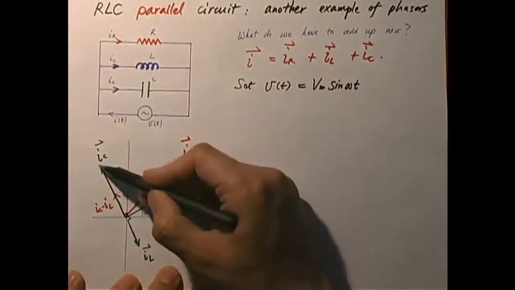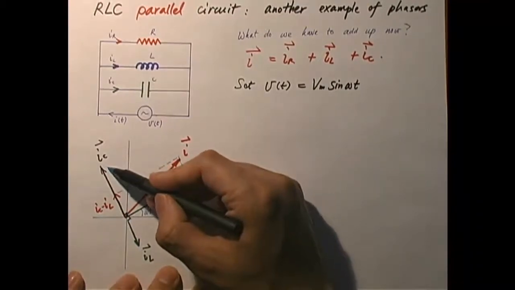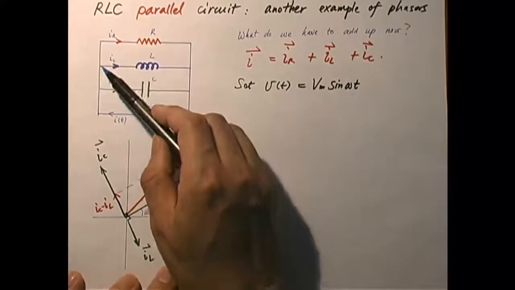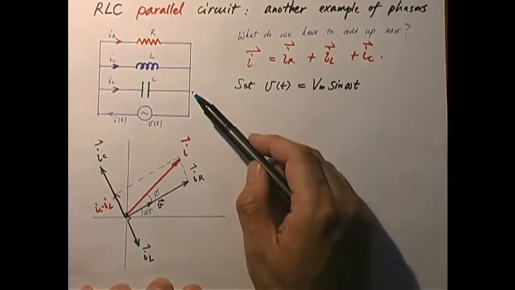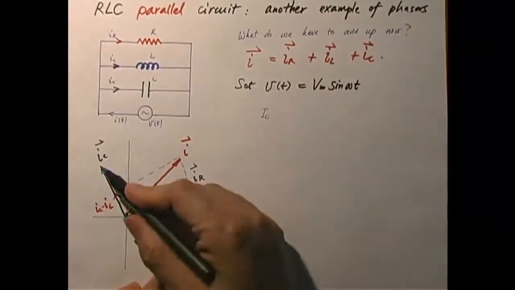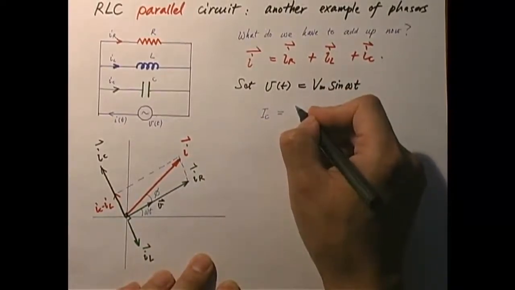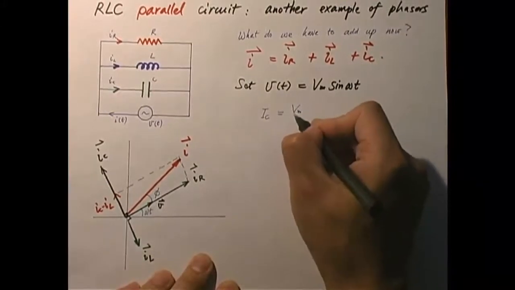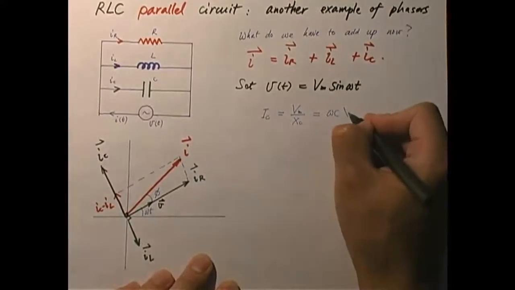Okay, the amplitude of IC is what? Remember the reactance. It is always V maximum, which is the voltage amplitude applied to this capacitor, divided by XC, the reactance. What's the reactance? XC is 1 over omega C. So IC, the amplitude of the current going through the capacitor, is equal to V maximum divided by XC. XC is 1 over omega C, so this is omega C times V maximum.